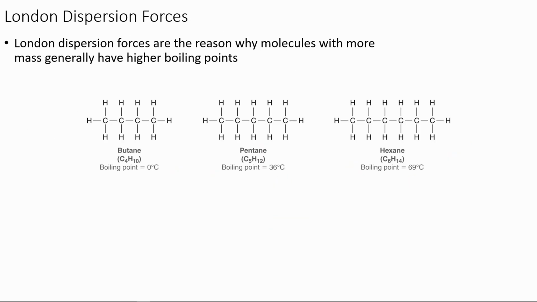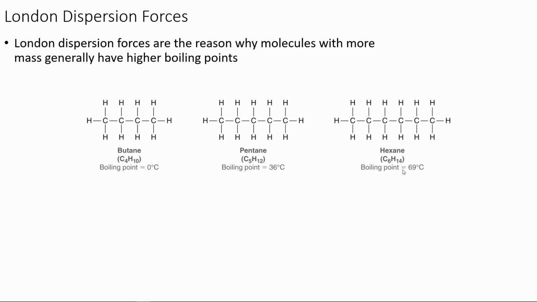We can see how this interaction of London dispersion forces affects the physical properties of the molecule by looking at the boiling point. So if we start with butane, a 4-carbon chain, we're going to have a boiling point of 0 degrees Celsius. As we add extra carbons, so with pentane we've added 1 carbon, that's going to increase the surface area of the molecule and therefore also increases the boiling point.